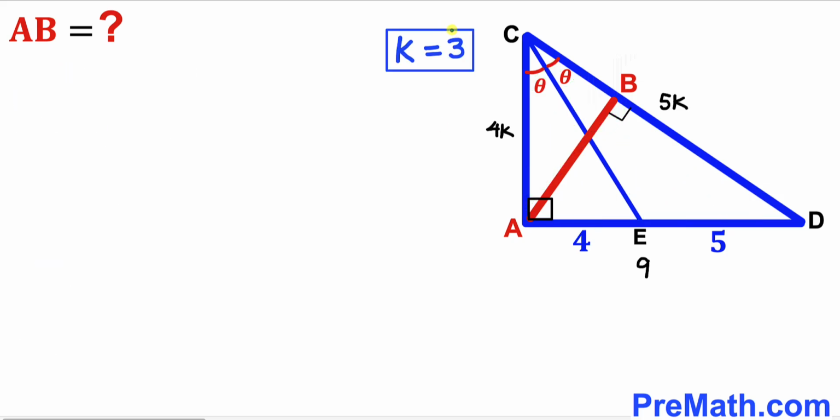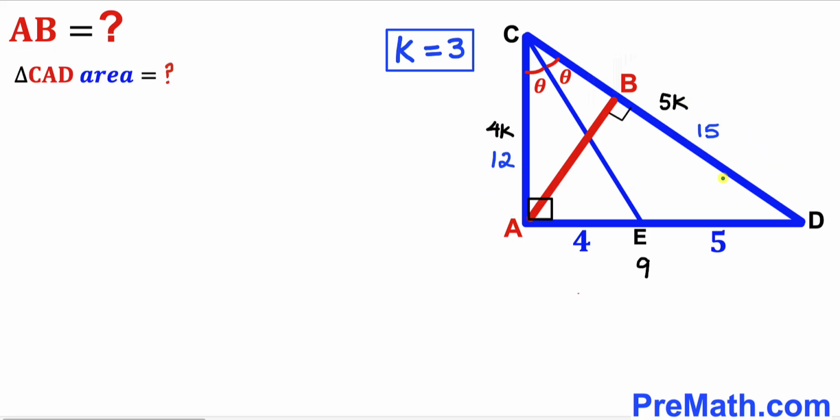So our constant k turns out to be 3, and we substitute that k value over here. This side becomes 4 times 3, which gives us 12 units, and likewise this side is 5 times 3, which gives us 15. Thus our side AC length turns out to be 12, and the hypotenuse CD length is 15.